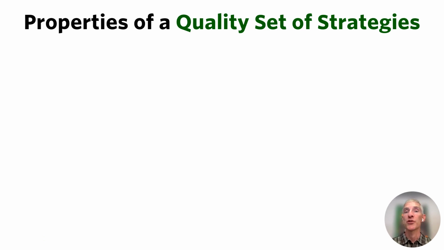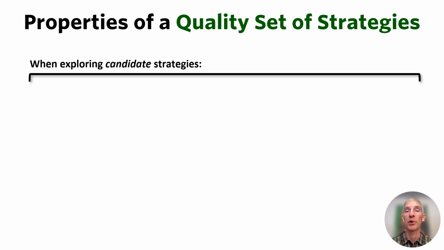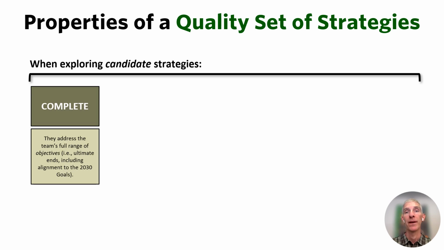So the purpose of the strategy selection module talks about helping a team select a quality set of strategies. So I want to unpack now what we mean by the word quality. When teams are exploring candidate, meaning potential strategies, it's helpful to consider a set of 5 properties. The first property is that the strategies are complete, meaning they collectively address the team's full range of objectives, in other words, ultimate ends in alignment to the 2030 goals.